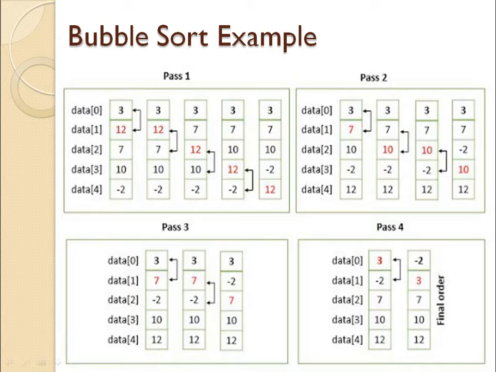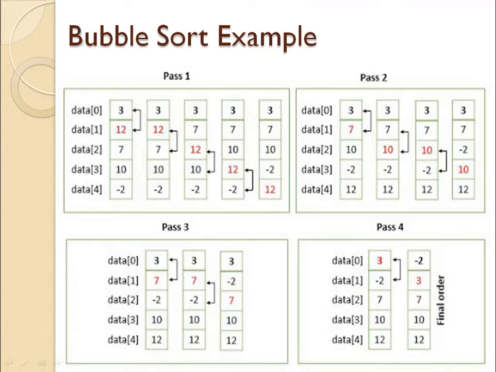of 5 elements. Okay, so 4 times you traverse through the list, comparing the adjacent elements and swapping them if needed. And the most important point to remember is after each pass, one element is placed automatically at its exact position in the list. Okay, so let's have another example.